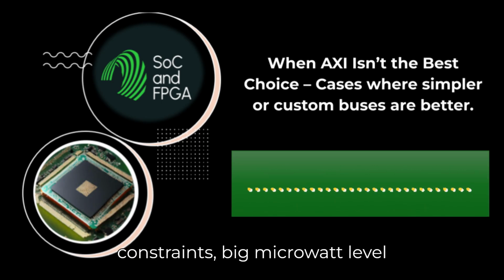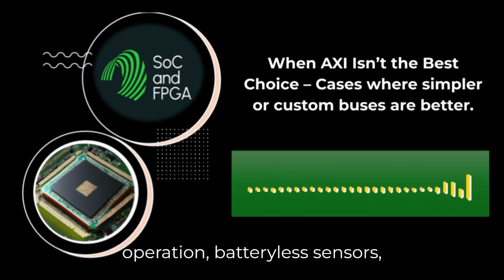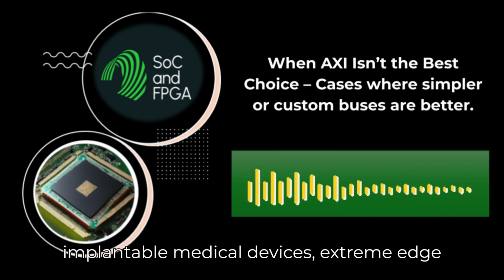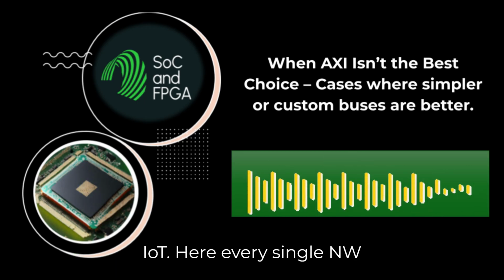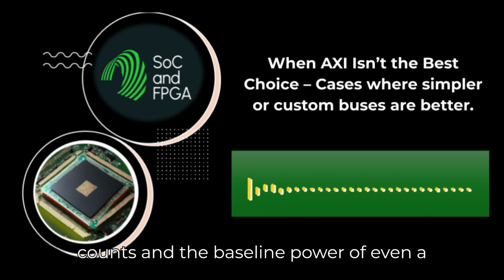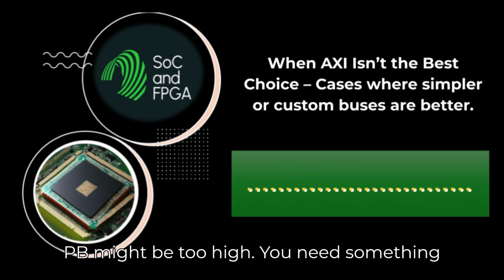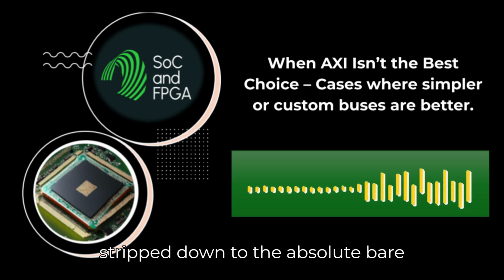Extreme power constraints. Think microwatt-level operation. Batteryless sensors. Implantable medical devices. Extreme edge IoT. Here, every single nanowatt counts, and the baseline power of even APB might be too high. You need something stripped down to the absolute bare minimum.